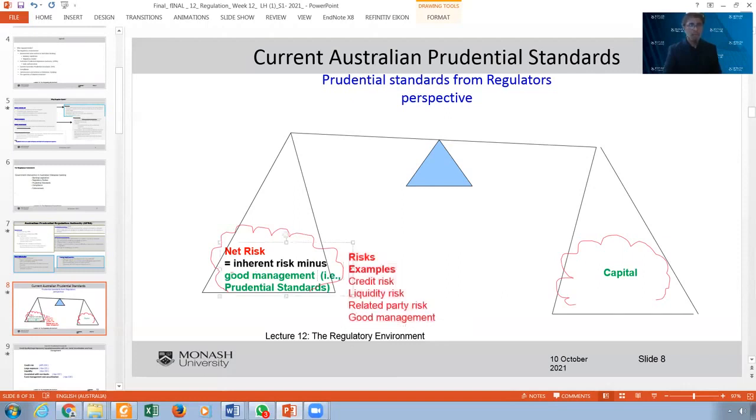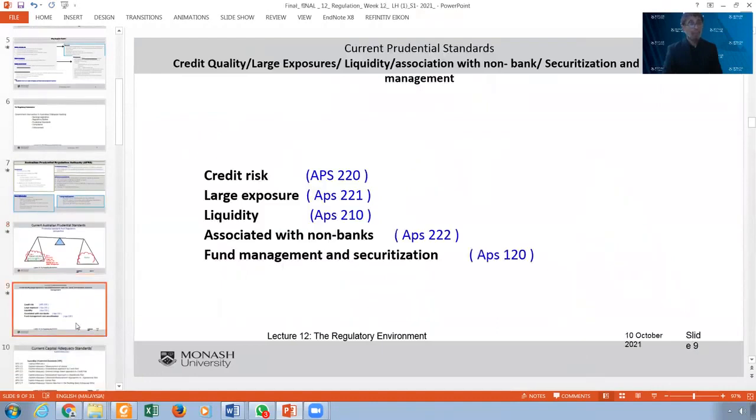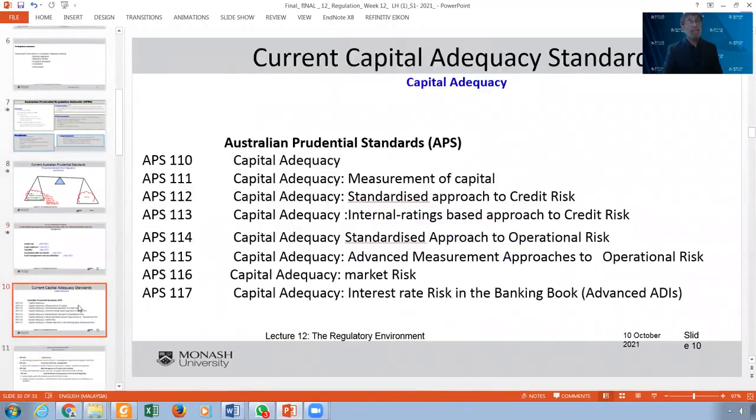So they have to give many regulations to control credit risk, market risk, liquidity risk. All of those are regulated in Australia, also in this country, and many other countries. Those regulations, which we call APS in Australia, Australian Prudential Standards, cover credit risk, market risk, all those issues, as I will show you. For example, we have APS 220 for credit risk, large exposures 221, liquidity 210, associated with banks 222, and all those issues with the capital 120. I will explain them in detail now.